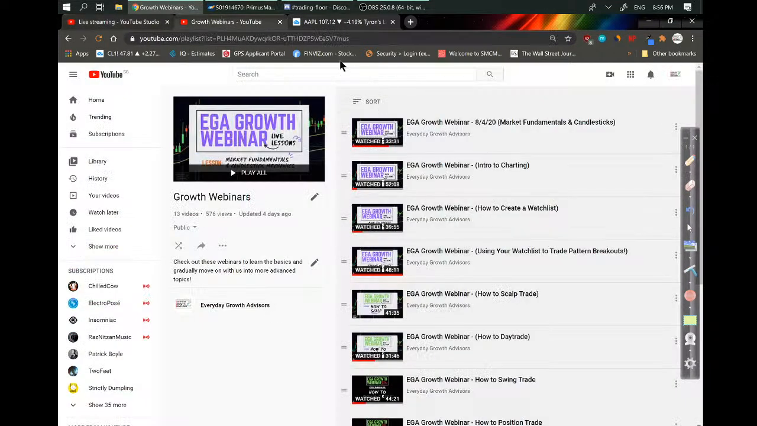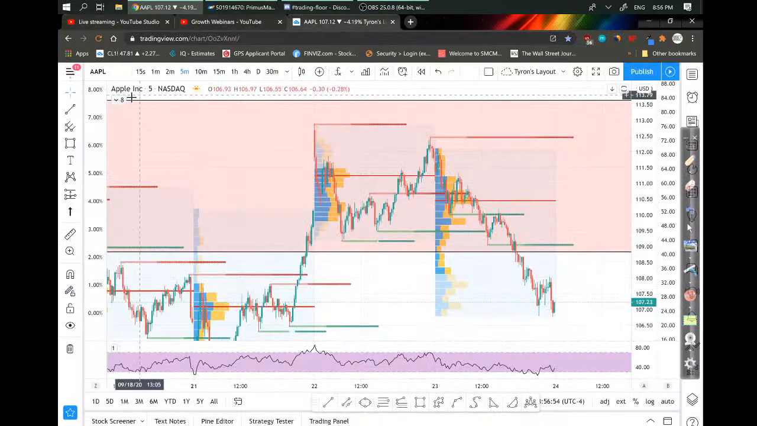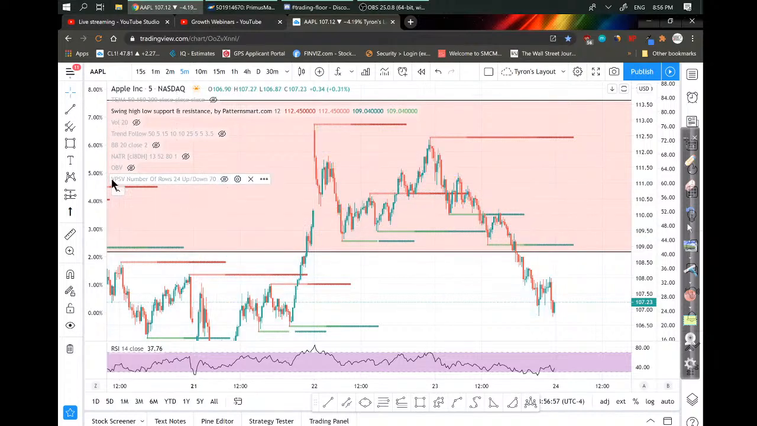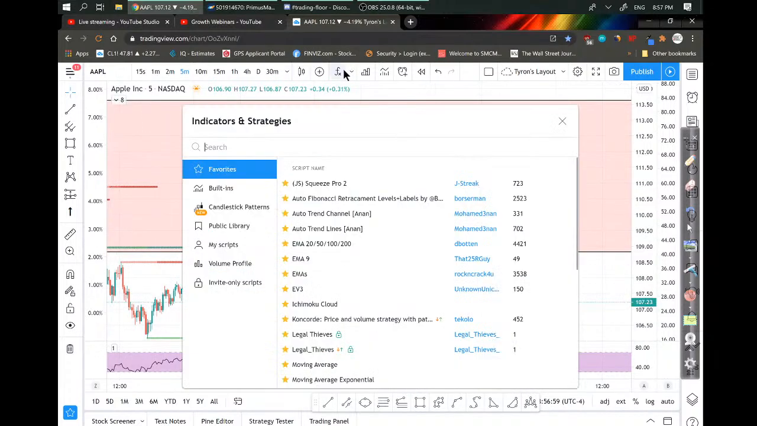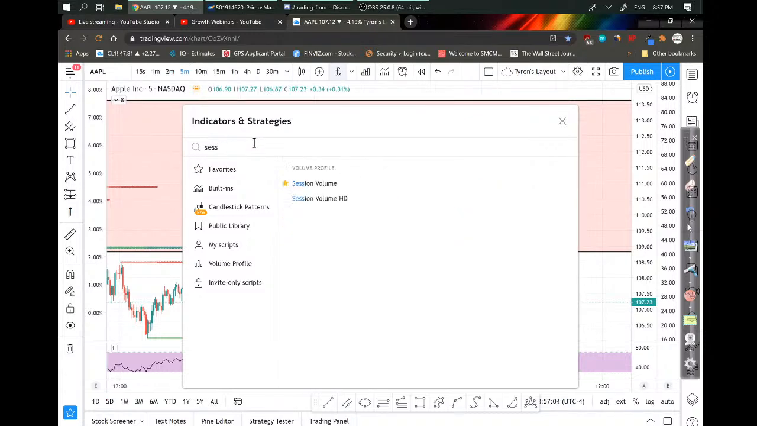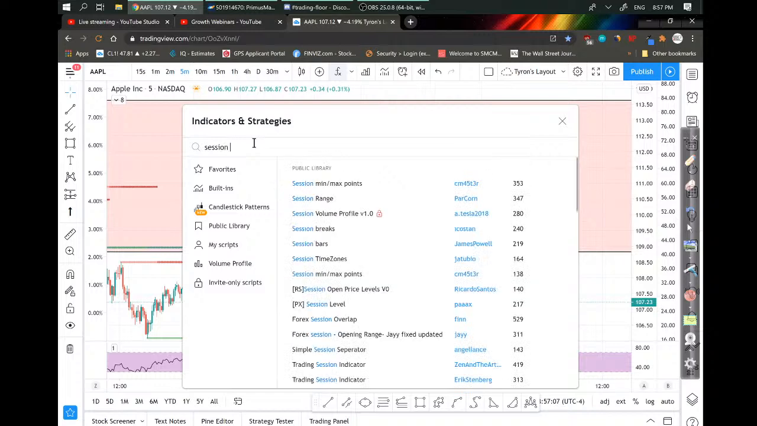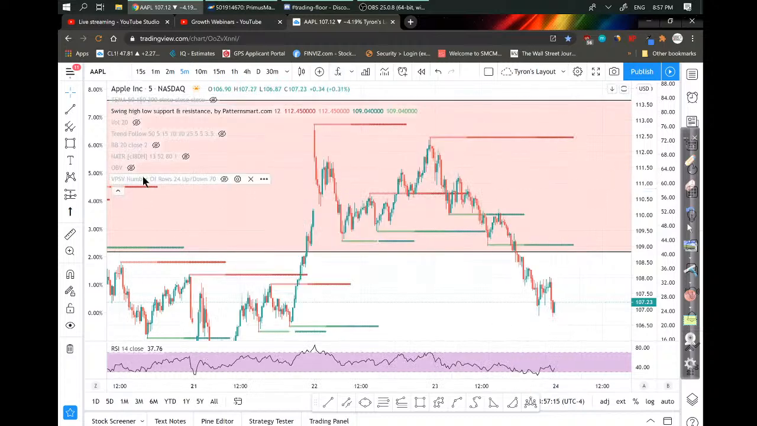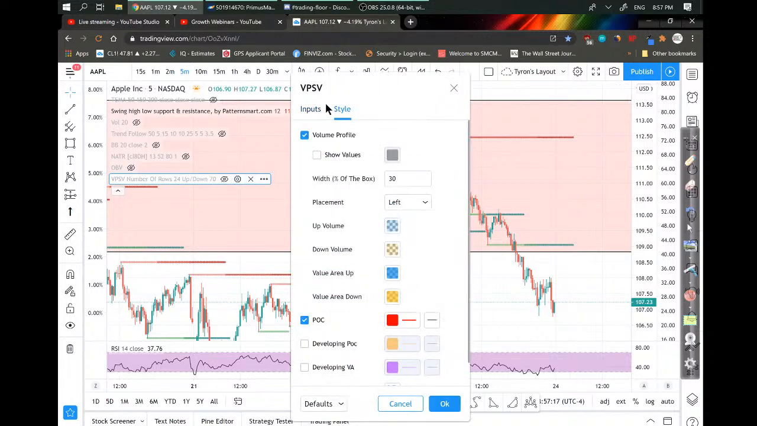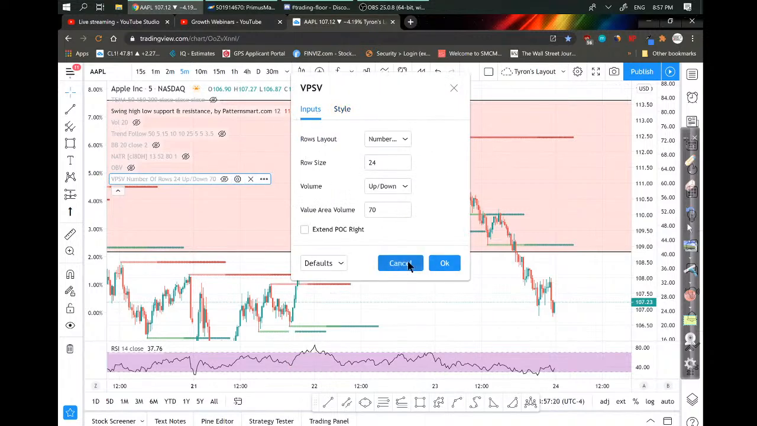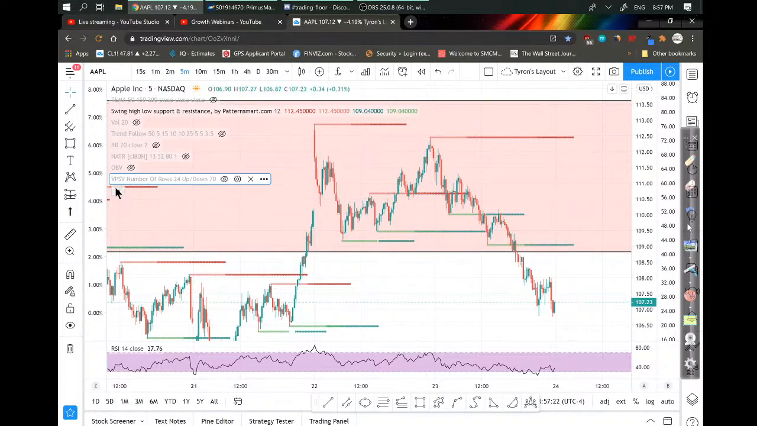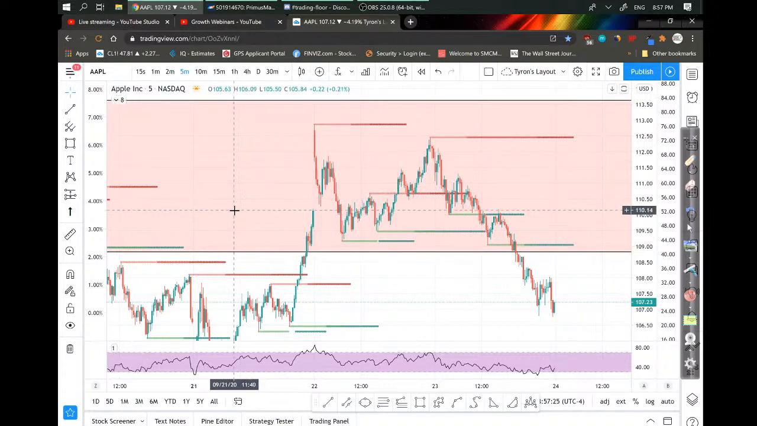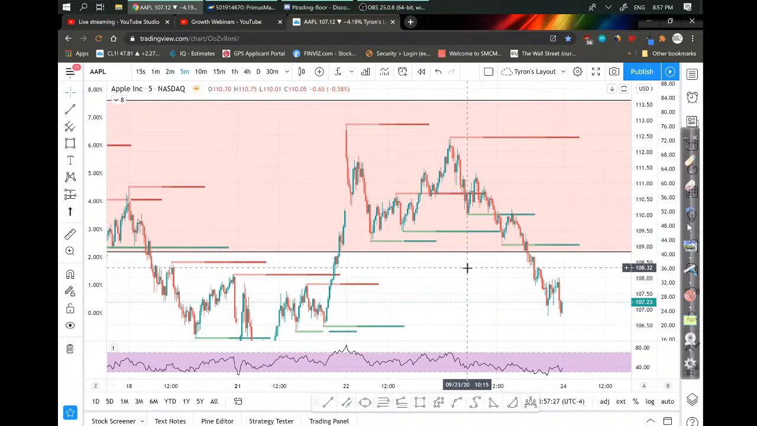Great. So this is just a small example of another way you can look at supply and demand. It's called session volume. If you want to search for it, it's under here. You can search session volume. This one. Session volume. That's it. Let's see, who's it by? I don't even know. I don't think it has a name. So yeah, that's just the name. It's session volume, in case you guys were curious what this was.